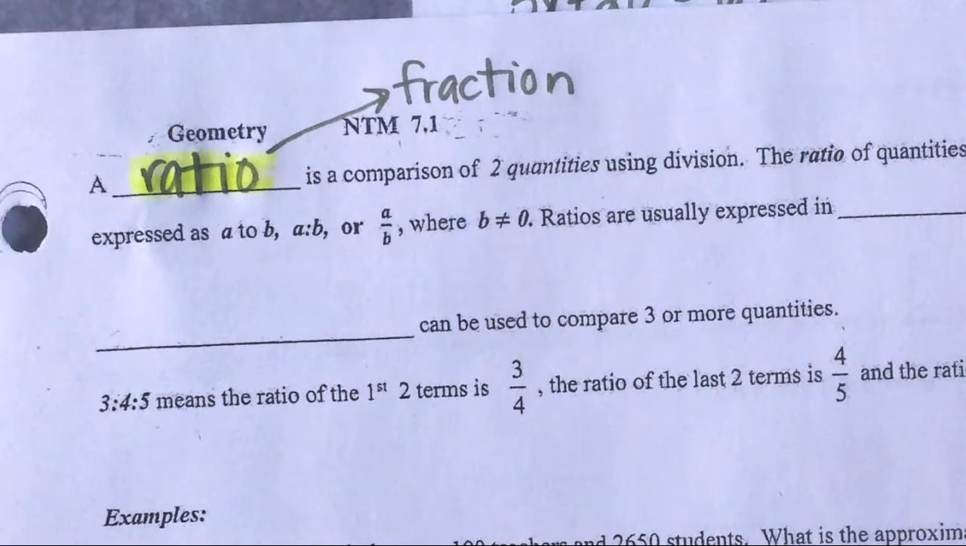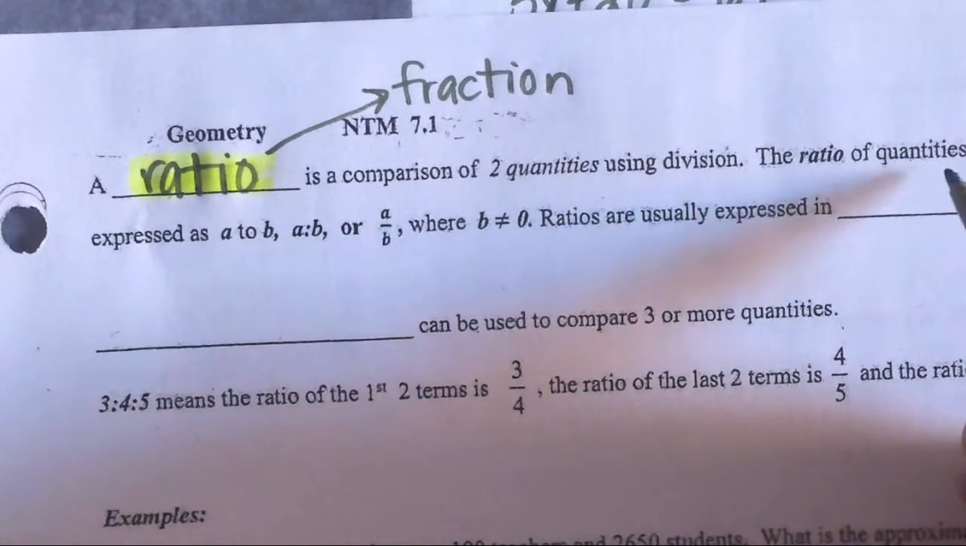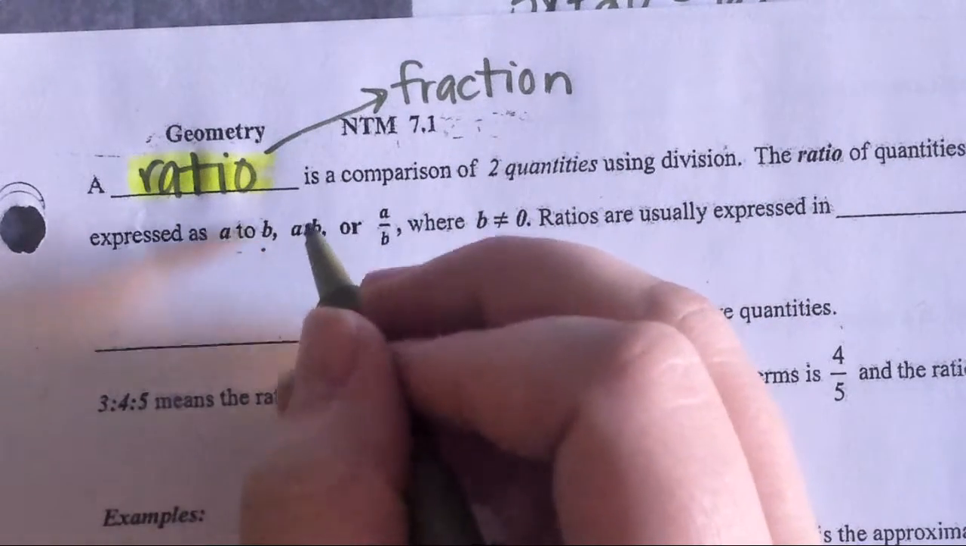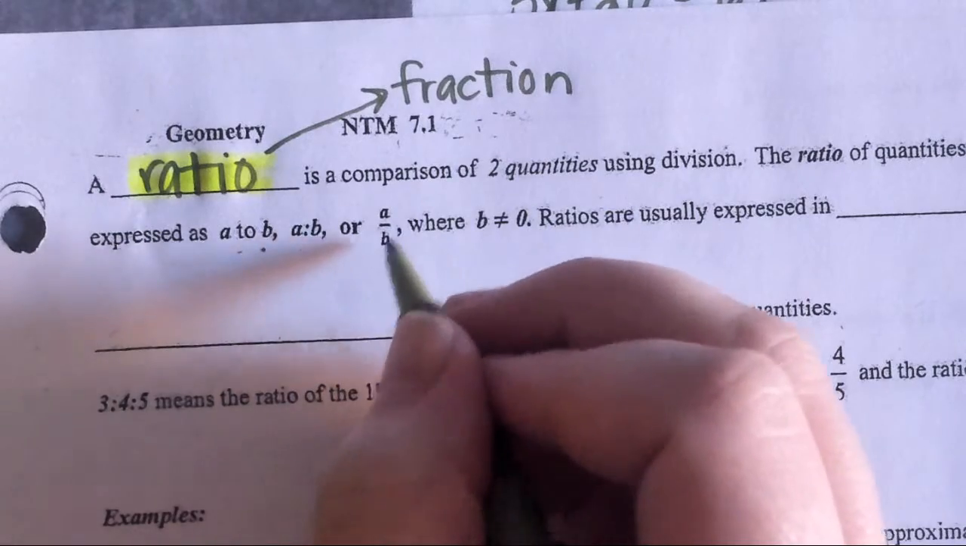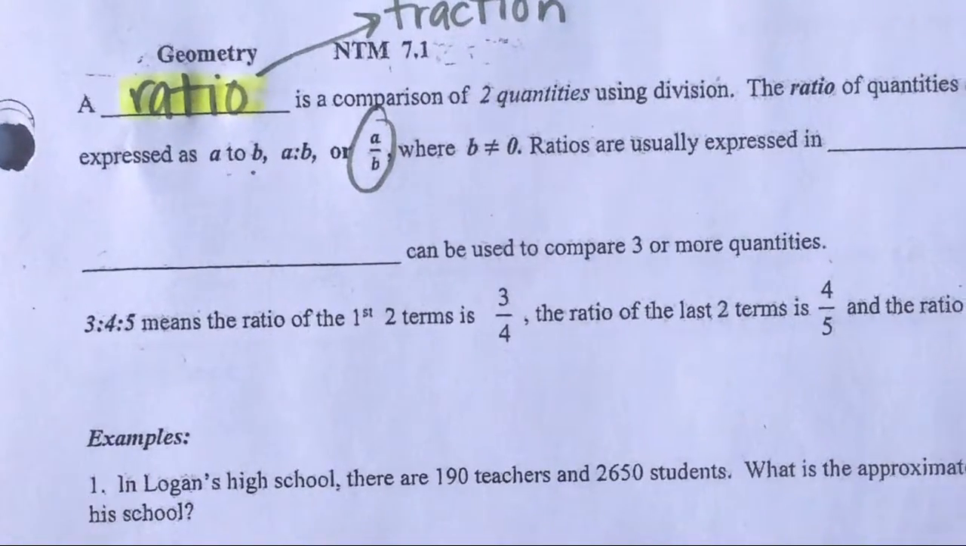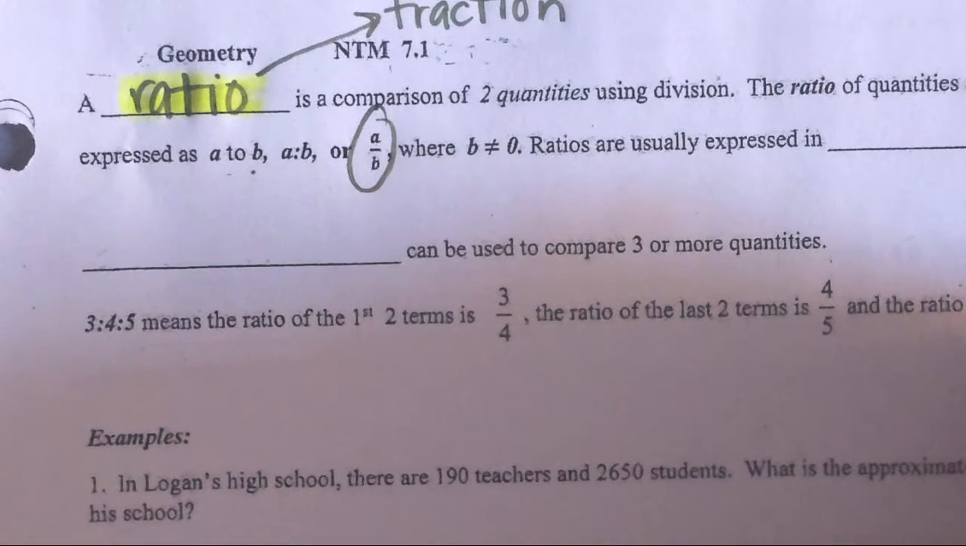Okay, and so it continues to say the ratio of quantities A and B can be expressed A to B, A with some dashes like a colon B, or A over B, which is how we mostly express it, as a fraction. And like any other fraction, if you've read my 10 rules of math over there, the main rule is that you cannot divide by 0. So B can't be 0.